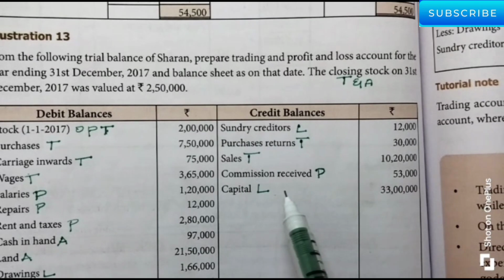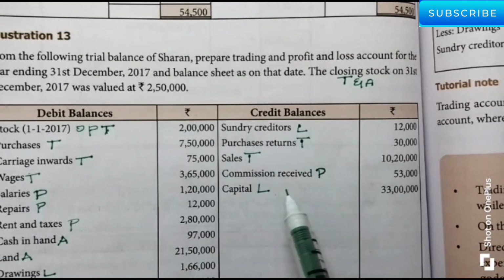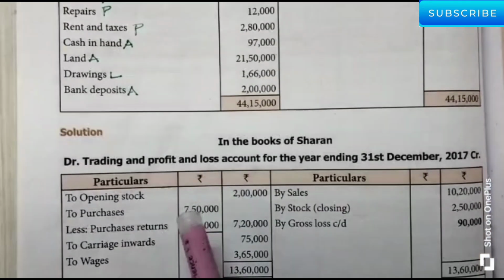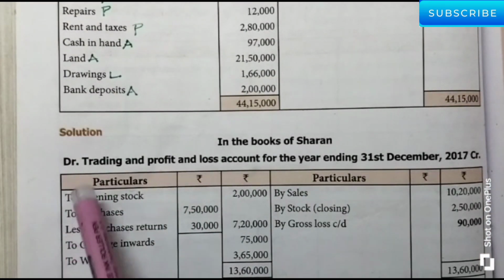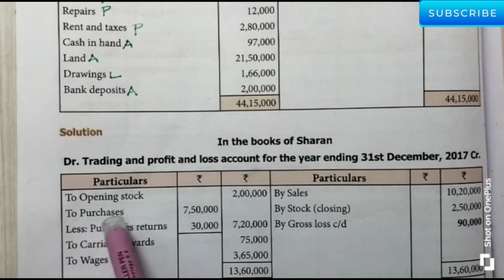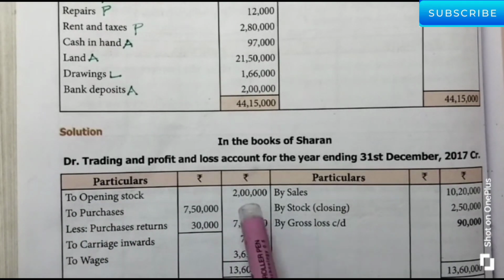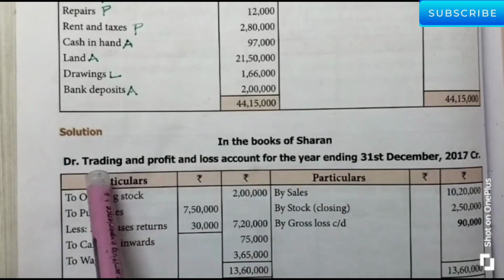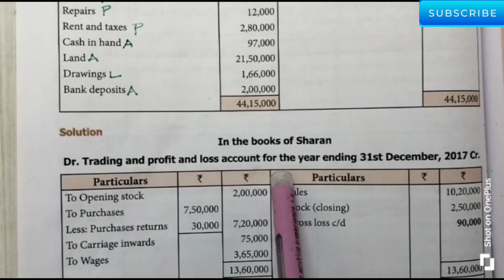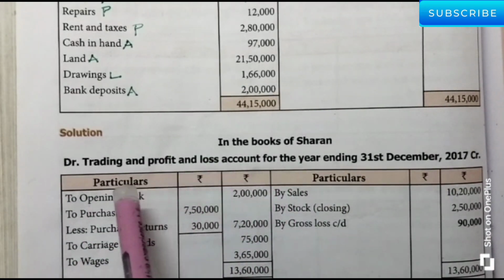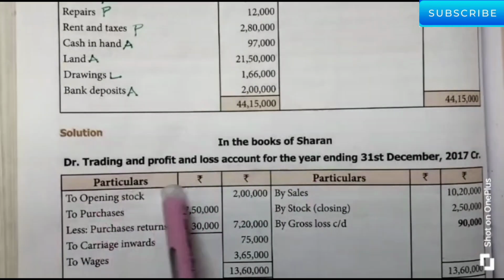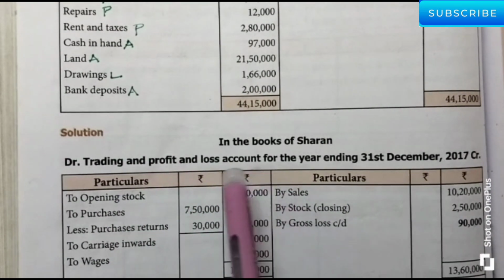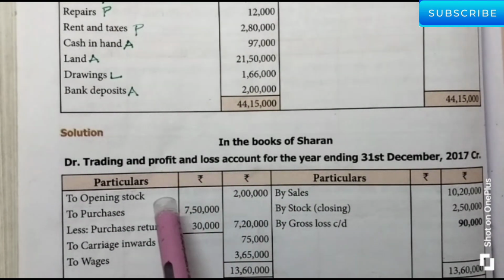We are going to prepare trading, profit and loss account and balance sheet. Before we enter the given information into trading and profit and loss account and balance sheet, we are going to write the heading and format of the trading and profit and loss account. Listen, trading and profit and loss account have the same format. So we are combined together, we are going to prepare trading and profit and loss account.